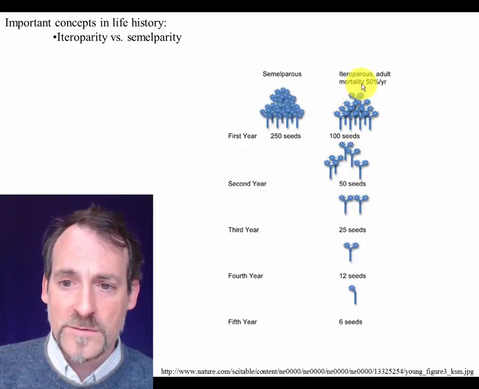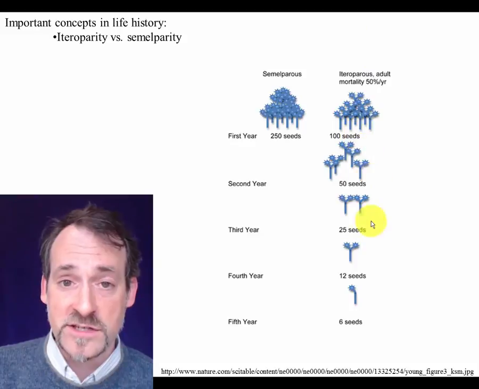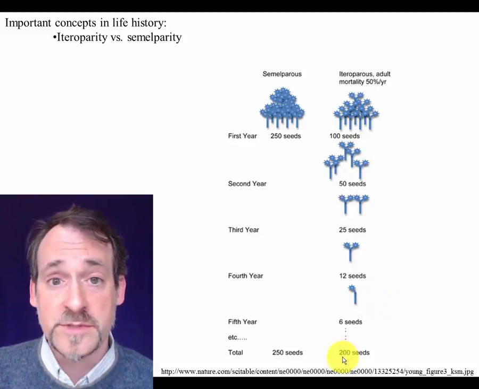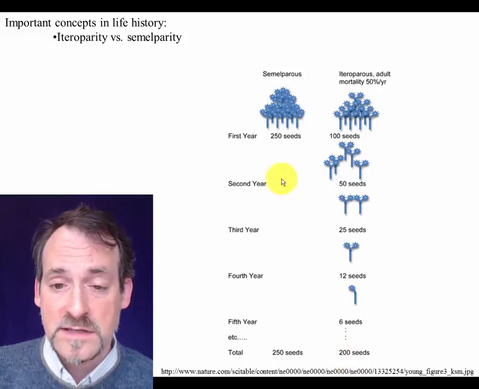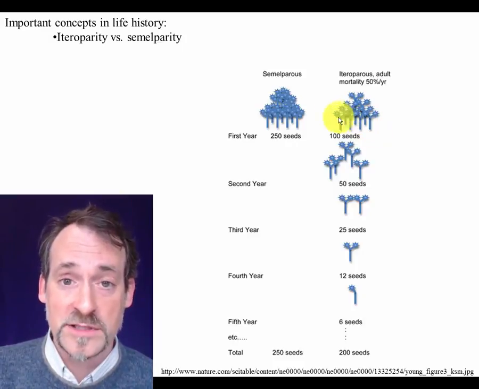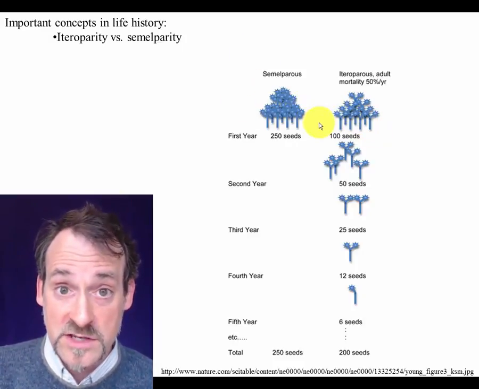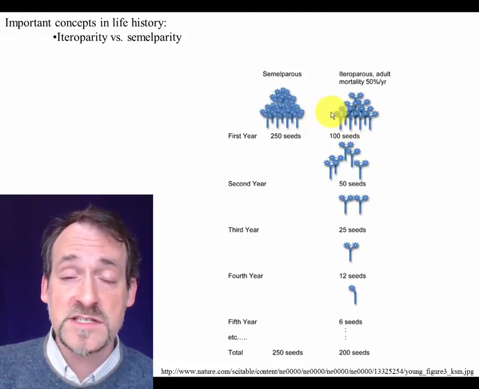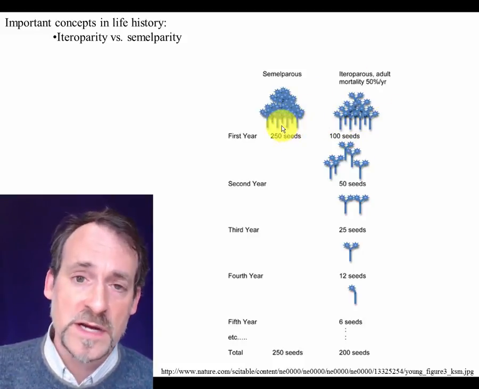So for the iteroparous plant, these are the average payoffs each year that it can expect to get. If you add those up, they only add up to 200 seeds. What this means is that if you've got semelparous alleles and iteroparous alleles in the same population, semelparous alleles are going to outcompete iteroparous alleles, and this species is going to evolve to be semelparous.